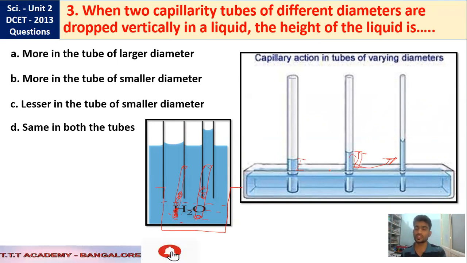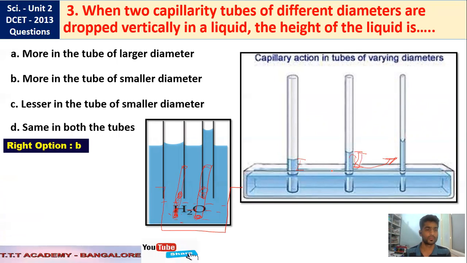This is due to the surface tension as well as adhesive properties of the liquid, in which a tube of lesser diameter will have more surface contact with the liquid. So the liquid rises more in a smaller diameter tube as compared to a larger diameter. So for this question, option B is the right one. Option B is right for question number 3.